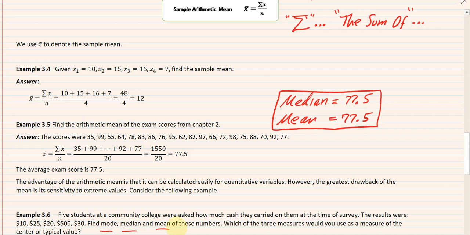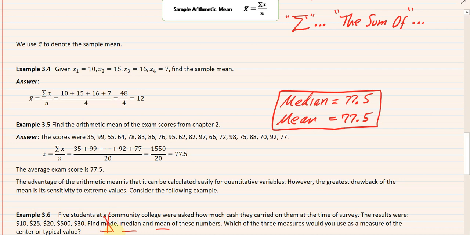Alright, so let's go for it. Remember, mode is the most frequent observation. I have a 10, a 25, a 20, a 500, and a 30. None of those repeat more than once. In order to qualify for mode, the score should repeat at least twice. So there is no mode in this one.